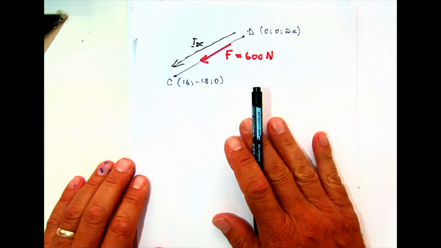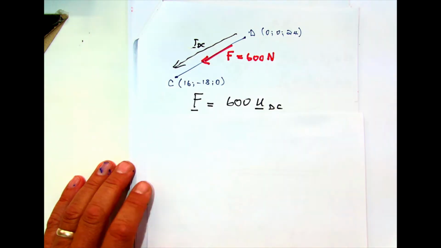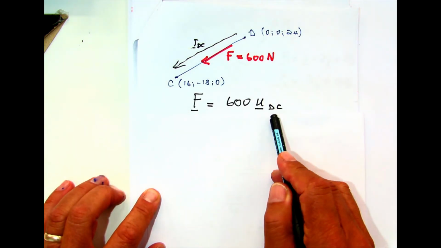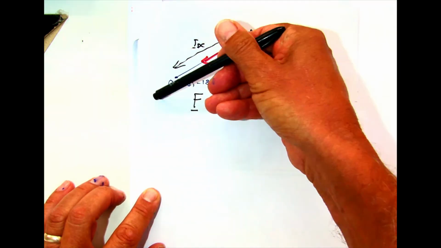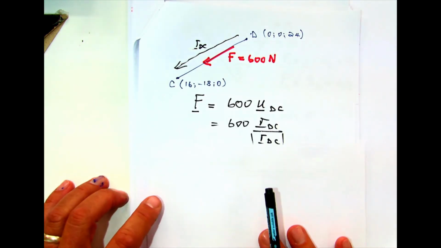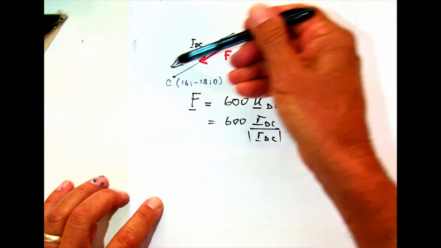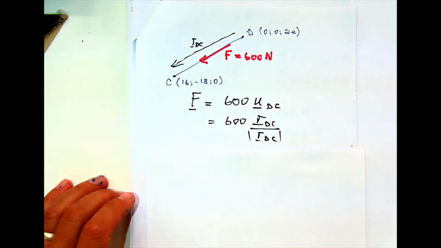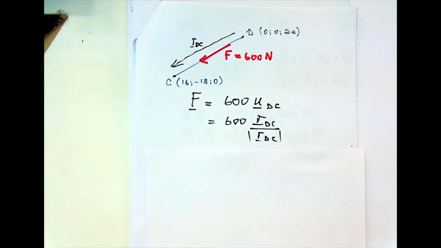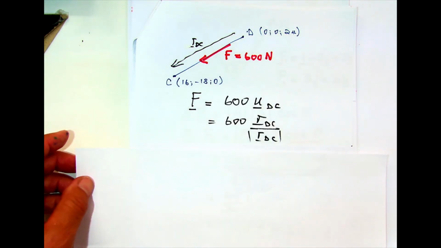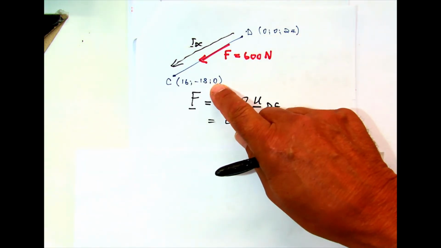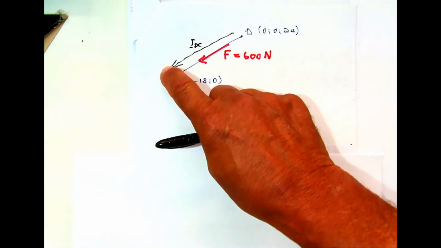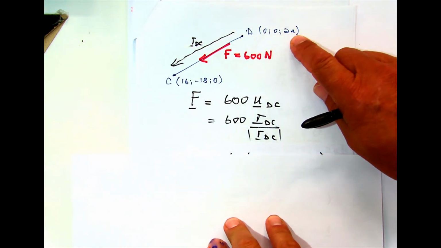So, if I'm going to use this method with a unit vector, I'm going to say 600 times the unit vector which runs from D to C. In that direction, that's important. So you're going to take the position vector in that direction divided by its magnitude. Okay, what's the position vector then? The position vector is always you take the final values and subtract the initial values. So you take those coordinates at the end point of this vector and subtract those values at the starting point.